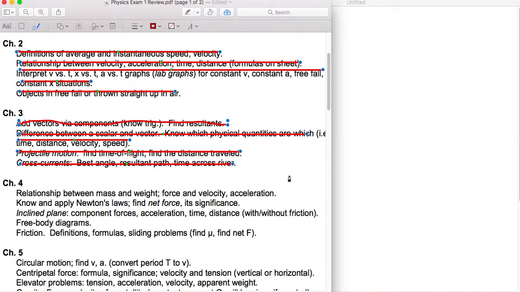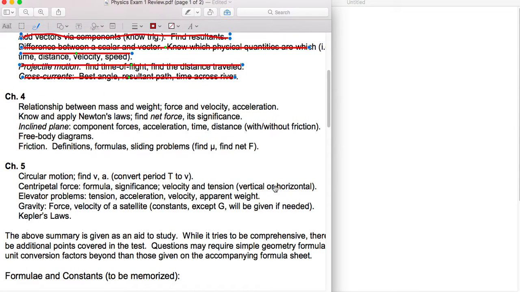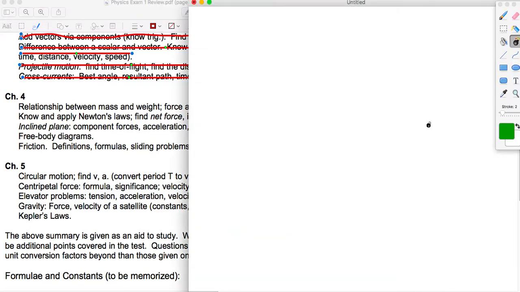All right, now Chapter 4, relationship between mass and weight, forces, and velocity and acceleration. All right, so relationship between mass and weight. Mass never changes because it's just the composition of it. So mass never changes. However, the weight does. Weight does change. And the reason why is because weight is a force.